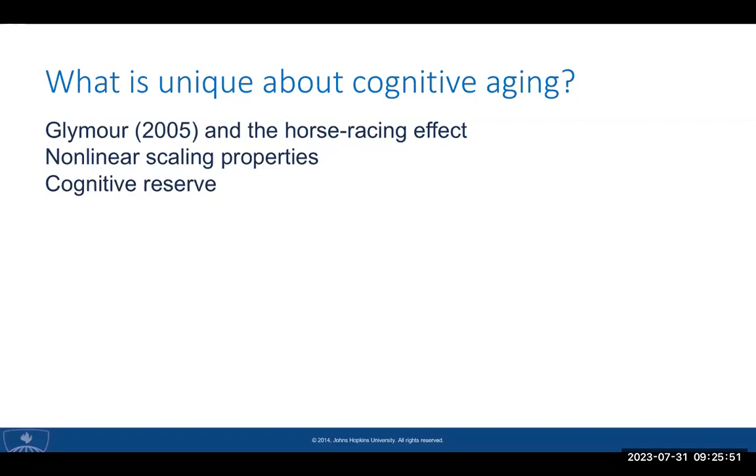So switching gears a little bit, this is an abbreviation of a lecture that I give on cognitive aging. And so I'm cutting out some cool and exciting parts. I want to talk about 3 things that make cognitive aging and cognition research unique from, say, studies of physical functioning or social functioning or other psychosocial research. I'm going to talk about a seminal work by Maria Glymour in 2005 on the horse racing effect. I'm going to talk about nonlinear scaling properties that are inherent in many of our tests. And I'll talk about cognitive reserve here.